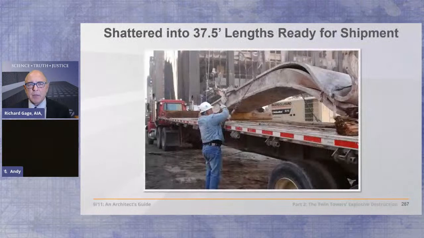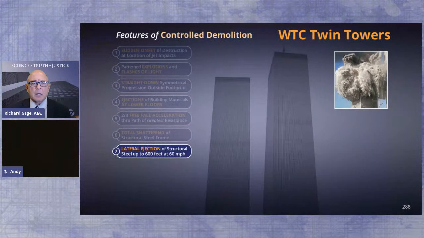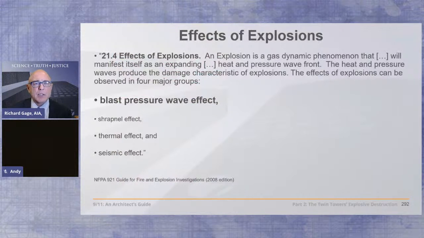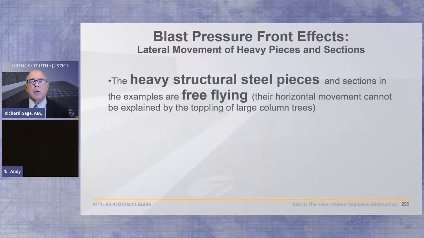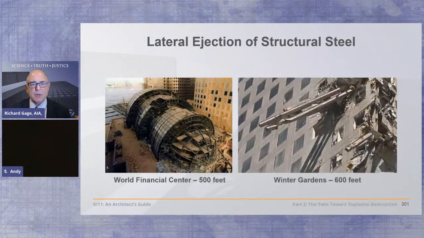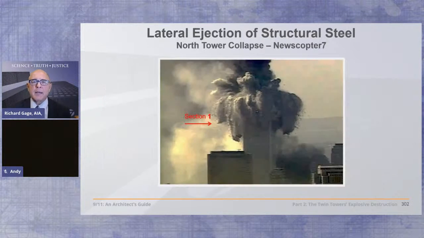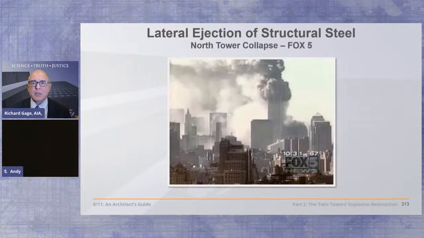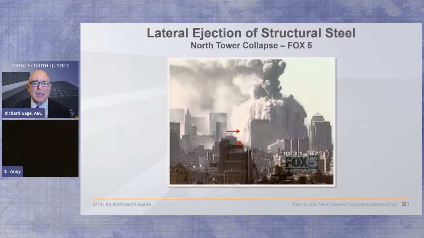And broken up and ready for loading and shipment, the columns into their 37.5-foot lengths. How about lateral ejection? What are we talking about here? Again, we go back to NFPA 921, which says, look for blast pressure wave effects also, i.e. heavy structural steel pieces freely flying, like you see the evidence of here impaling local buildings around. And here, out of the World Trade Center, freely flying structural steel sections weighing 4 to 8 tons.